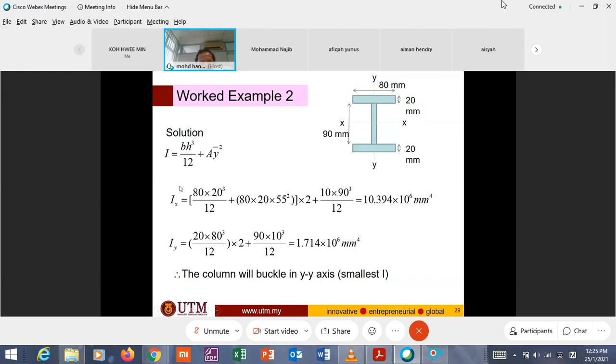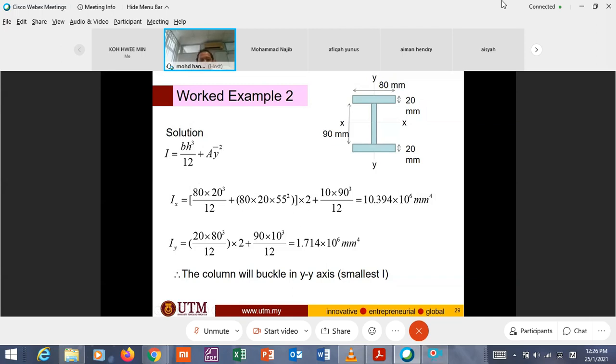And how to calculate this one? You can go home and make yourself familiar with the derivation, because in the test or examination, sometimes you have to calculate the moment of inertia using this basic calculation. So it will take time. You must make sure that you are familiar with this formulation.